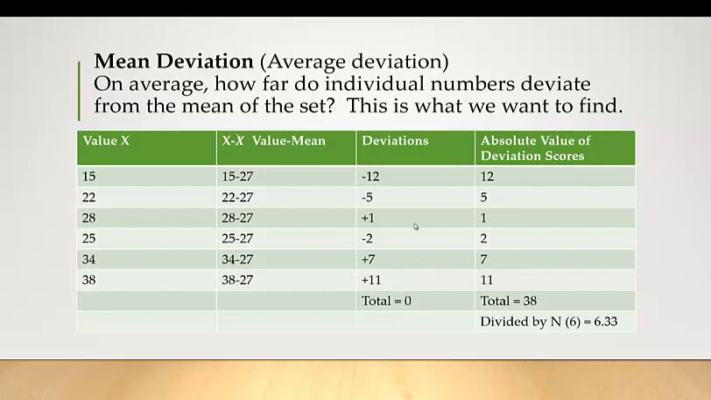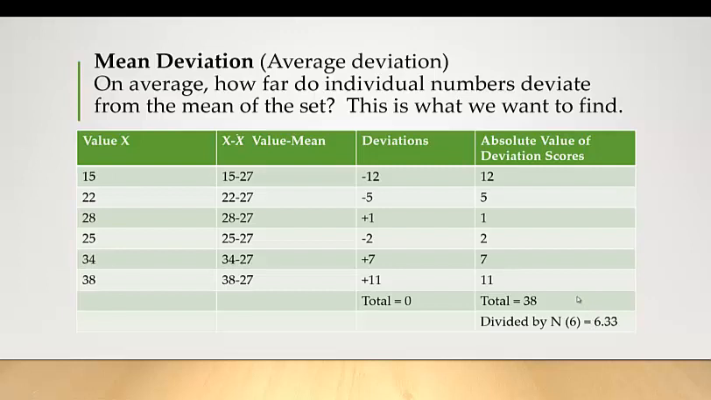Okay, so if everybody's either below or above the mean, and we take those negative and positive numbers and add them together, we get 0. Makes sense. So what we do then in this method to find the mean deviation is we simply take the absolute value. And so negative 12, the absolute value becomes 12. We add these together and get 38. And we take that total and divide it by our n, our number of subjects, which in this case is 6, and we get 6.33. So our mean deviation is 6.33.